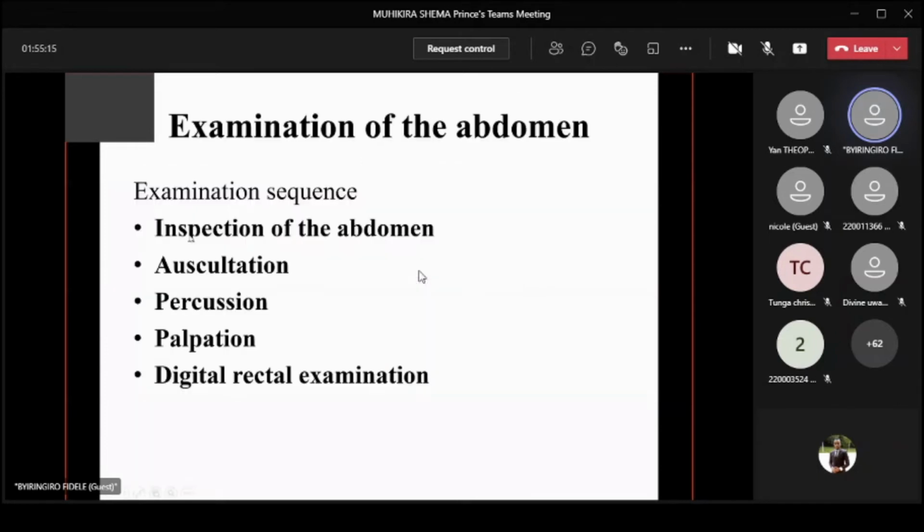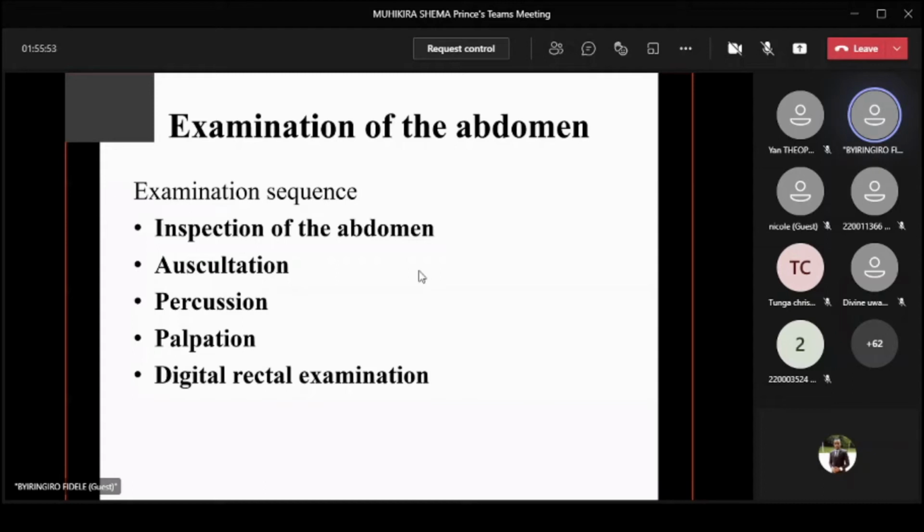And when you are examining the abdomen, the sequence of examination is very important: the inspection, the auscultation, the percussion, the palpation, and finally, you should never forget to do a digital rectal examination. A digital rectal examination shows that you have completed your examination. So if you don't do a DRE, you have not done your examination. Okay? That is mandatory and you have to do it always.